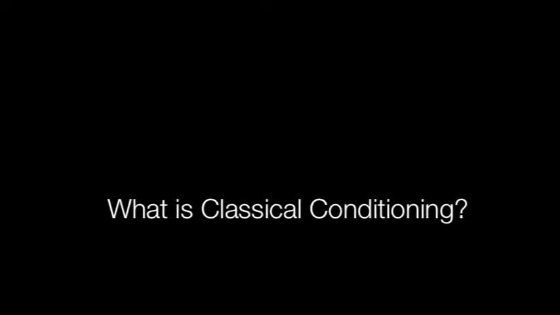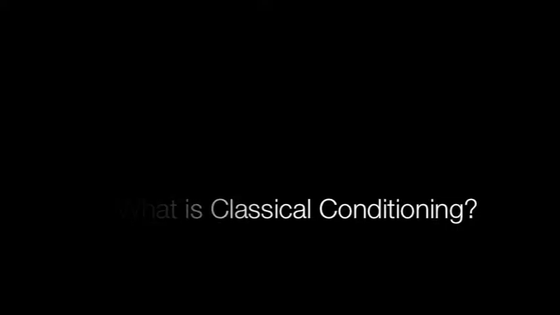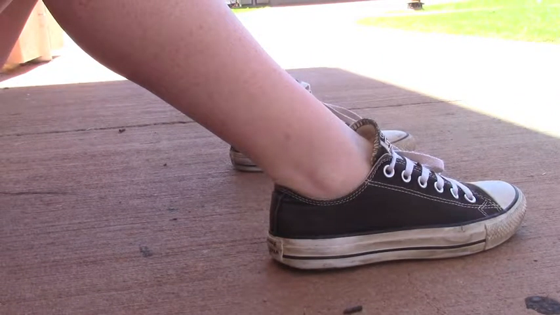Classical conditioning, also known as Pavlovian conditioning, is a type of learning that pairs a neutral stimulus with a stimulus repeatedly to evoke a reflex. To condition my subject to get the desired result, we're going to start using pulse conditioning.